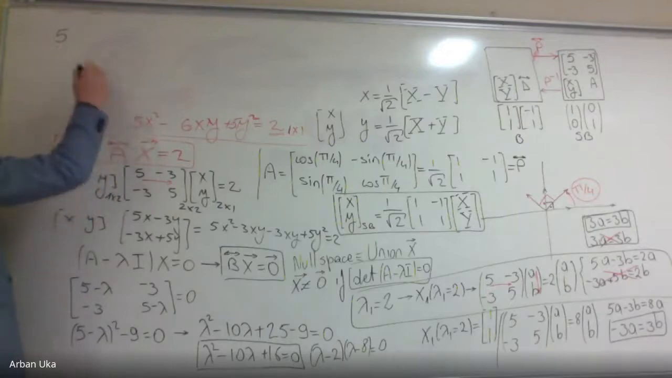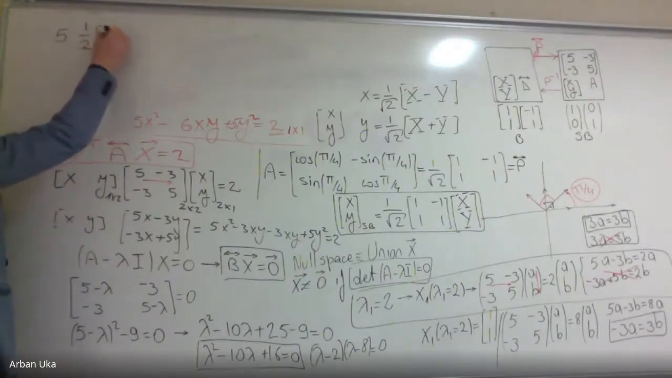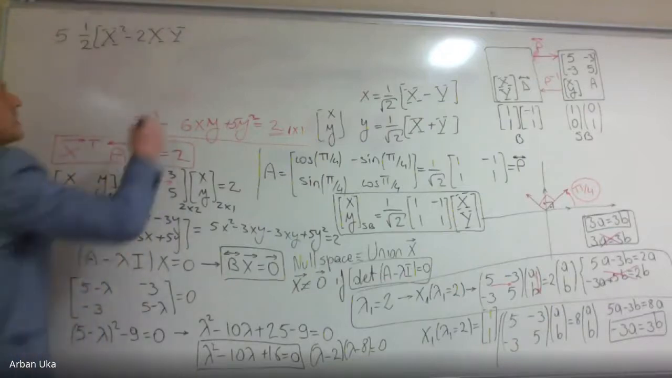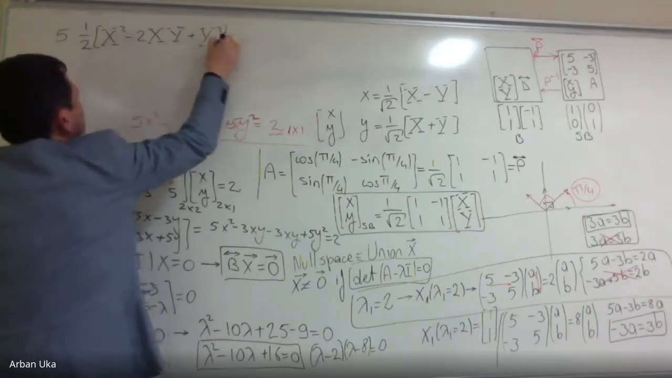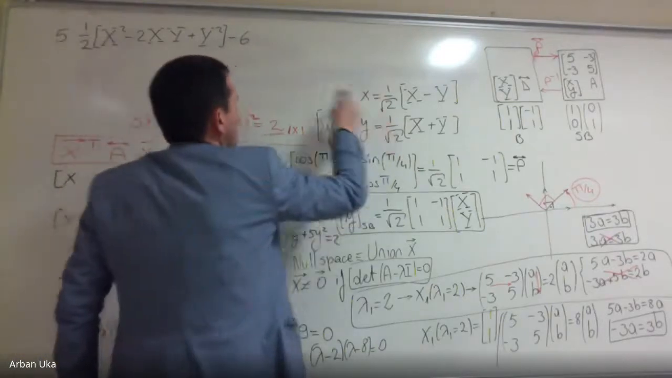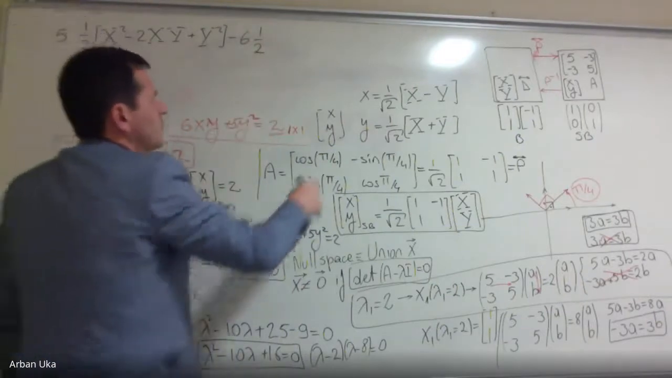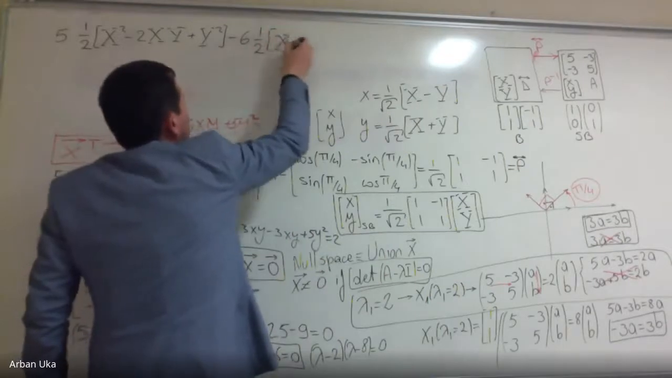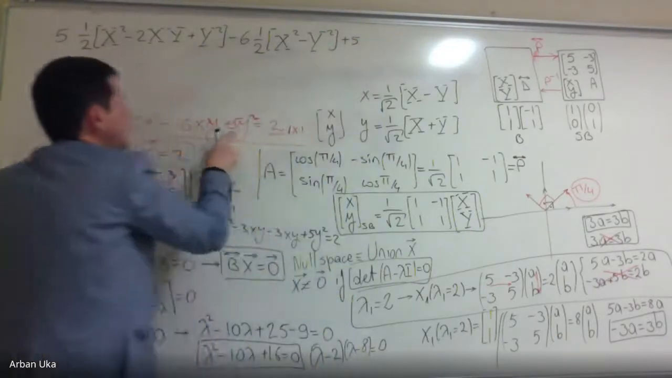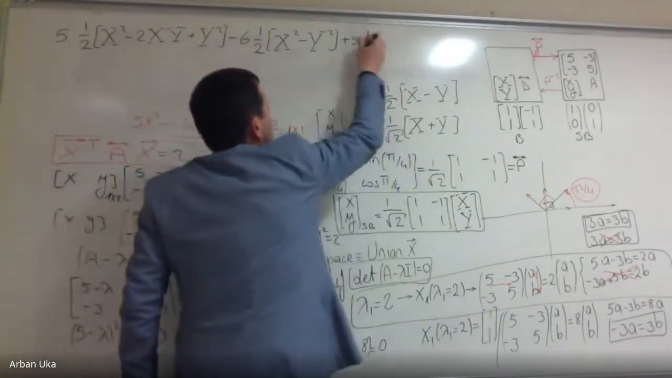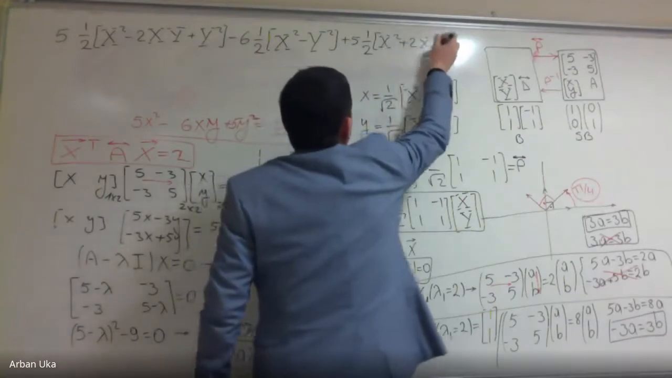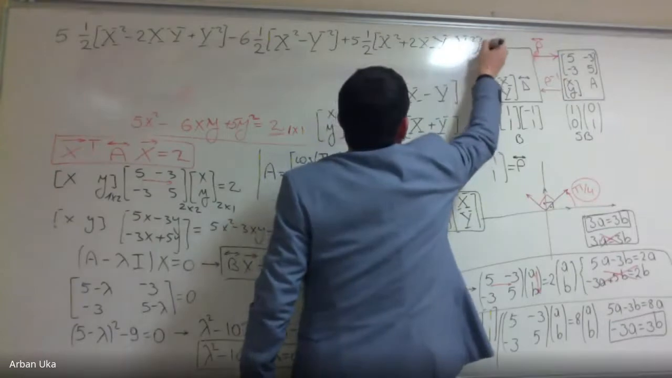We say 5x squared. What is 5x squared? 5 times 1 over 2 times X squared minus 2XY plus Y squared, minus 6xy. Now, if we multiply x and y, we have 1 over square root of 2 times 1 over square root of 2, which gives 1 over 2, and multiplying these we get X squared minus Y squared. And then we have plus 5 times the y squared term, which is times 1 over 2, X squared plus 2XY plus Y squared. This is all equal to 2.